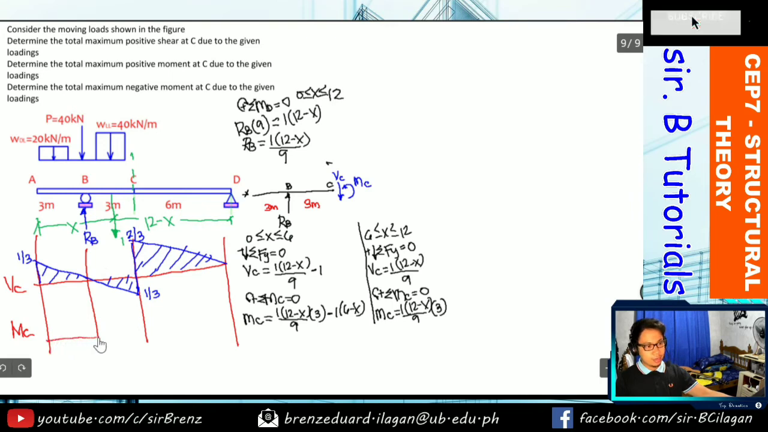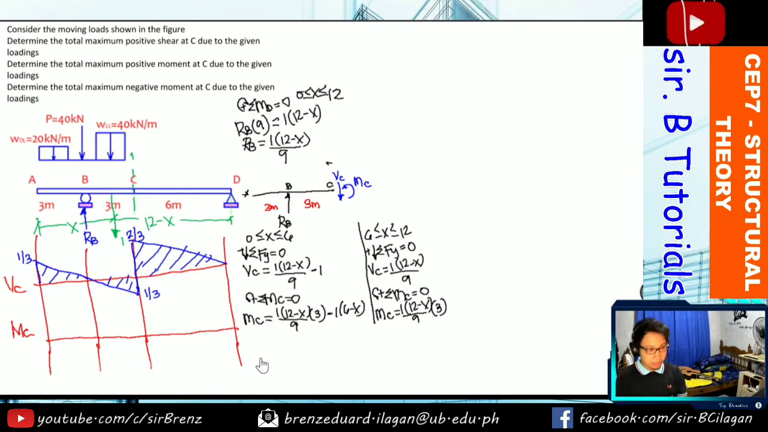Okay guys, so next thing is for the moment. Ibaba ko lang ulit ng kaunti para hindi mag-overlap yung mga diagram natin. Baba ko lang ng konting-konti. Okay. So, for the moment C, type mo lang yung equation na yun. So, 1 times 12 minus x times 3 divide 9 minus 1 times 6 minus x. Then calculate at a distance of 0. So, the answer is negative 2.